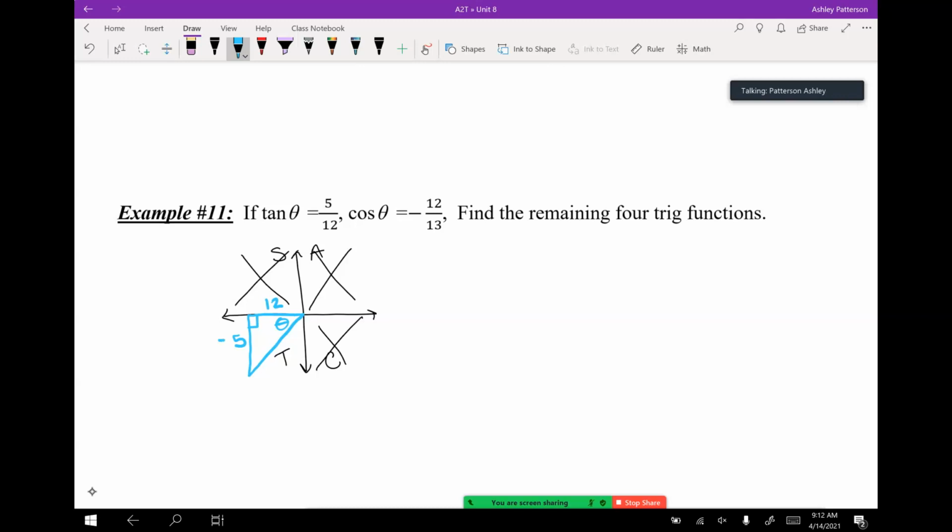Yes, they're both negative. So the 5 and the 12 need to be negative. Really important you check your axes when you draw your triangle. All right, now cosine is negative 12 over 13. So that makes sense. The negative goes on the 12. And then our hypotenuse is 13.